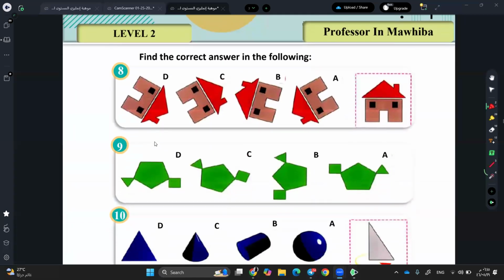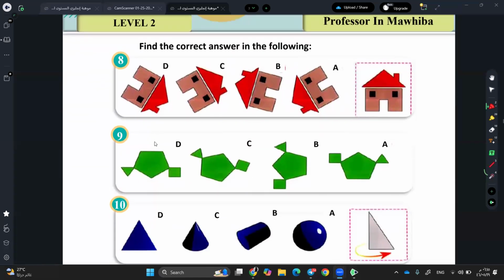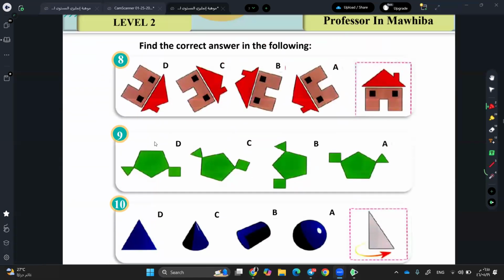Okay, excellent. Let's move to question number 8. Yes. So here you have this house, and now it's going to ask you to find the correct answer. Before we start answering, we should know whether it's going to ask you about the same shape or a different one. Now, let's see the answers.